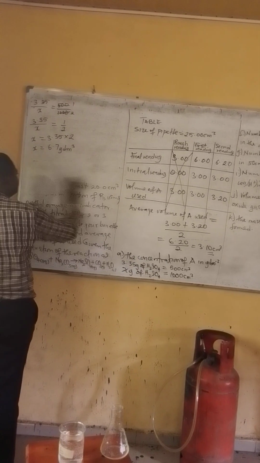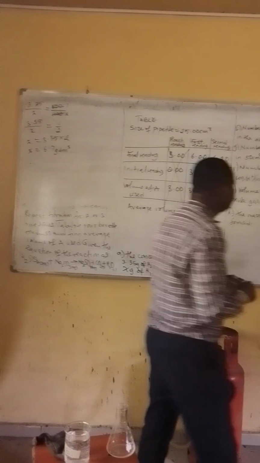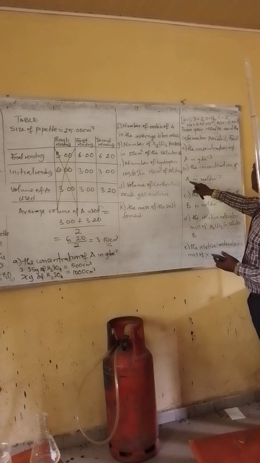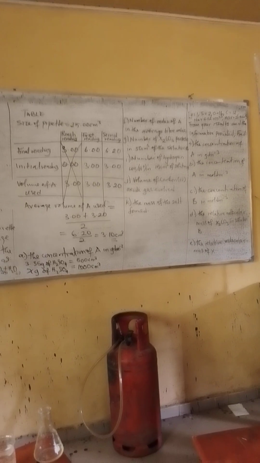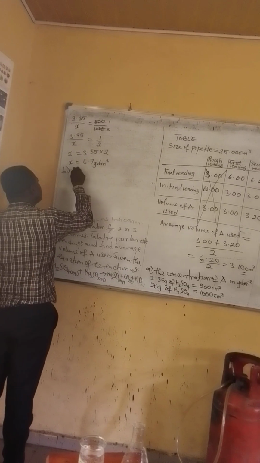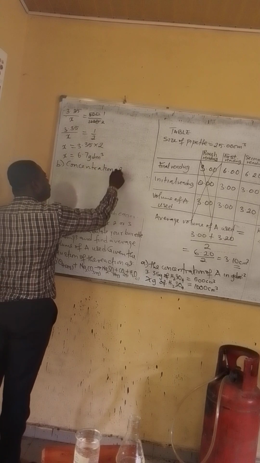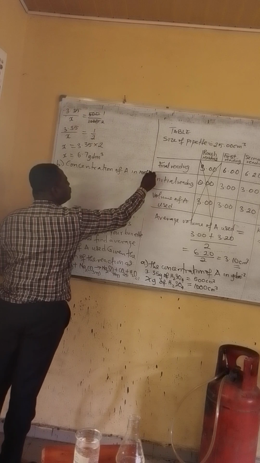Now, the next question is saying that we should find the concentration of A in mole per dm3. They don't want it in gram per dm3 again. They now want it in what? In mole per dm3. So, B now. Concentration of A in mole per dm3.